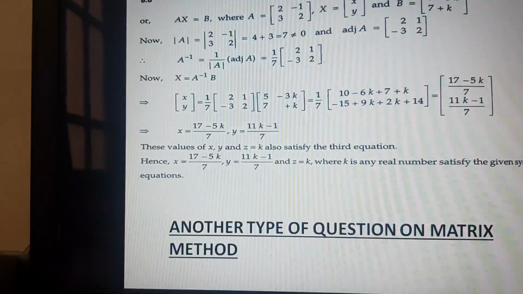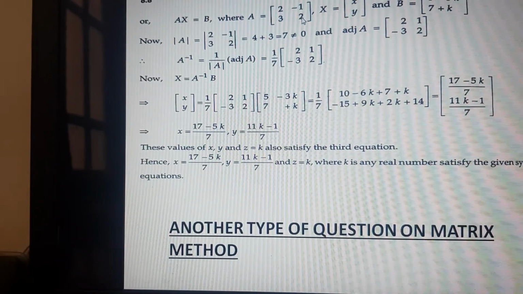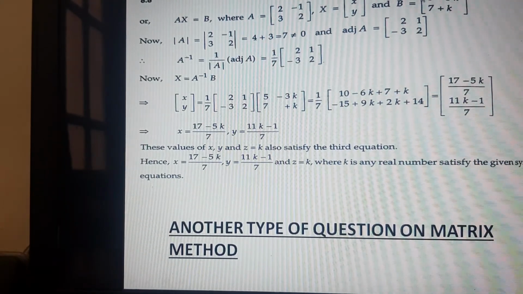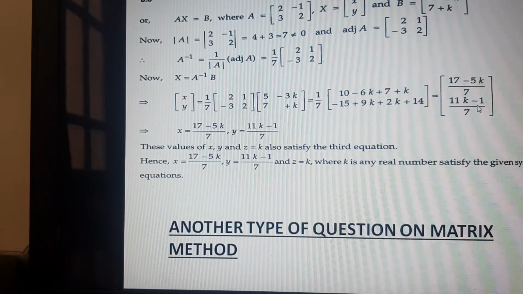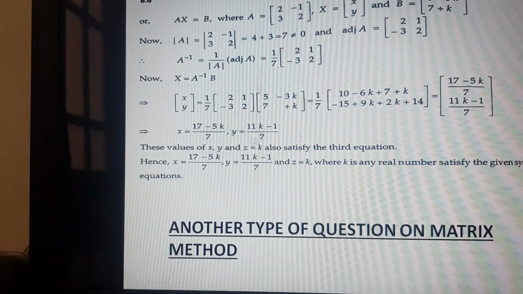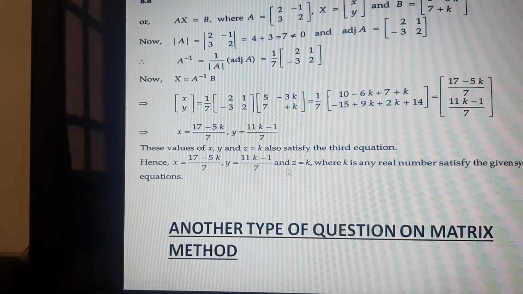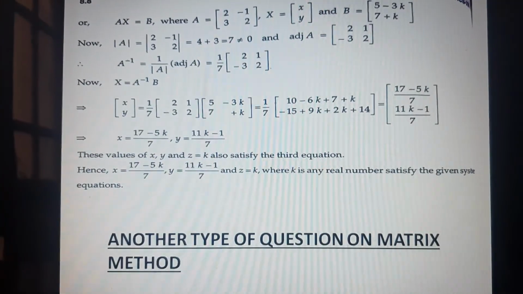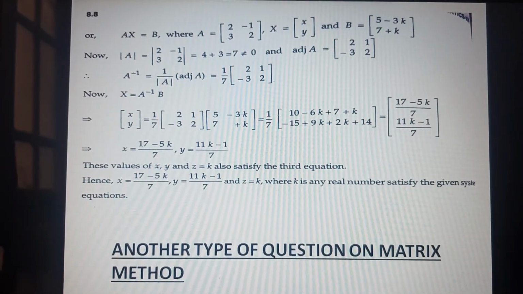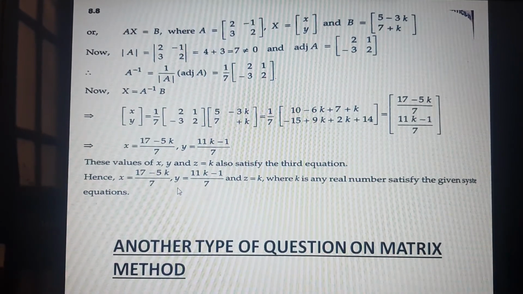You can see the next slide. For the two variable equation, this k will become a part of the constants, that is B. And you can easily solve it as a two variable equation. That is, we will get the values of x and y only, and z will be k as it is. Though this type of solution is not asked in the board exams, in this way you can solve consistent equations which have infinitely many solutions.